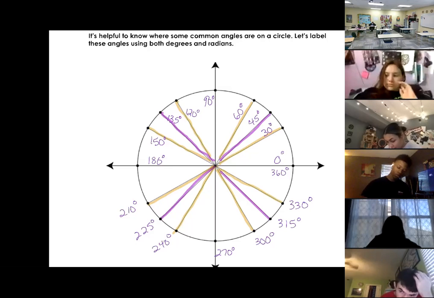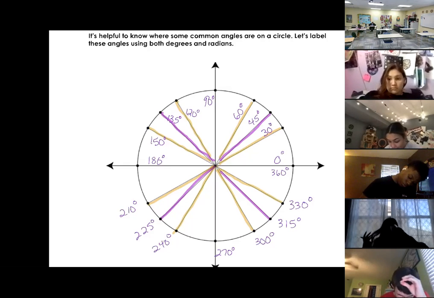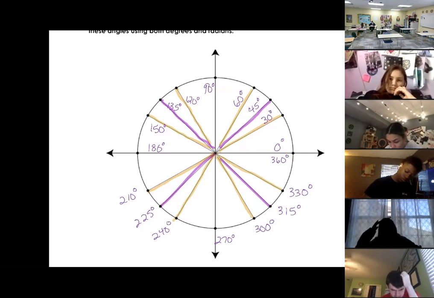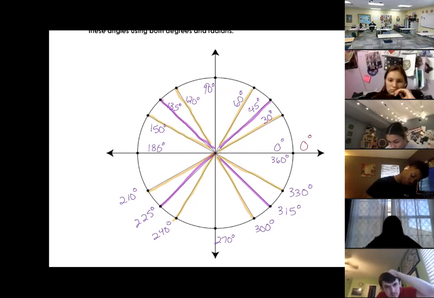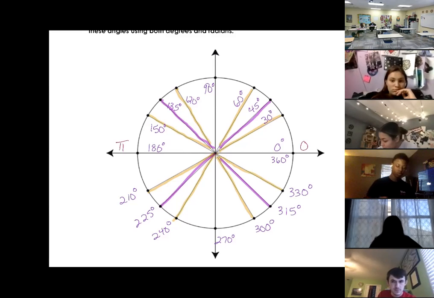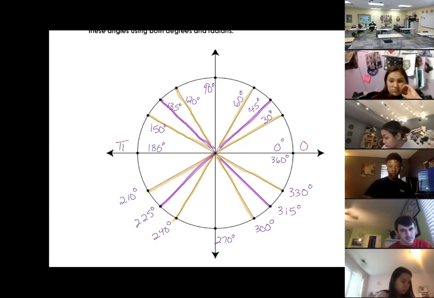So those are the common degrees, and you're going to want to get pretty familiar with this trig circle. We want to go through and fill in radians. So I'm going to do radians here in a different color. So 0 degrees is also 0 radians. And we know that 180 degrees is pi radians. Okay. 90 degrees is exactly halfway between 0 and pi.